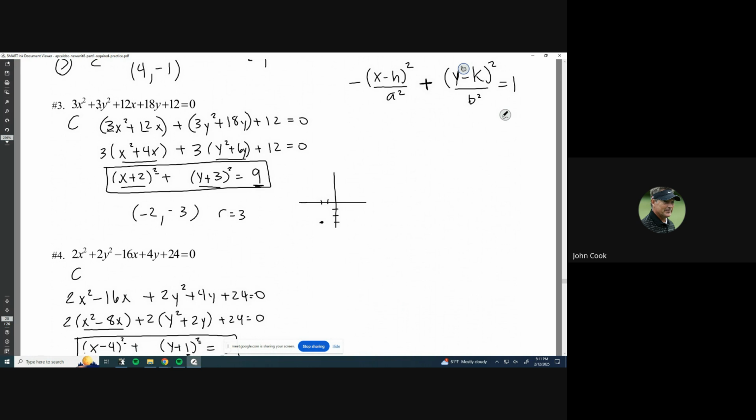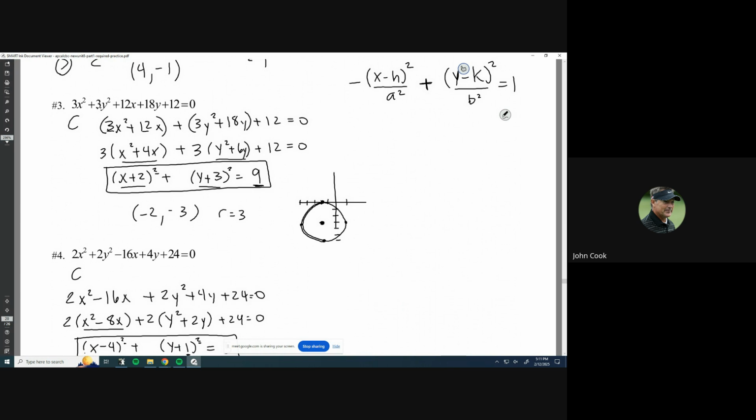So then from the center, just go to the right 3: 1, 2, 3, right there. And then to the left 3, 1, 2, 3, right there-ish. Then go up 3, 1, 2, 3, from the center. And then down 3, 1, 2, 3, from the center would be right there. And then just connect the dots, and it's a circle-ish kind of thing. There you go. That's the graph.